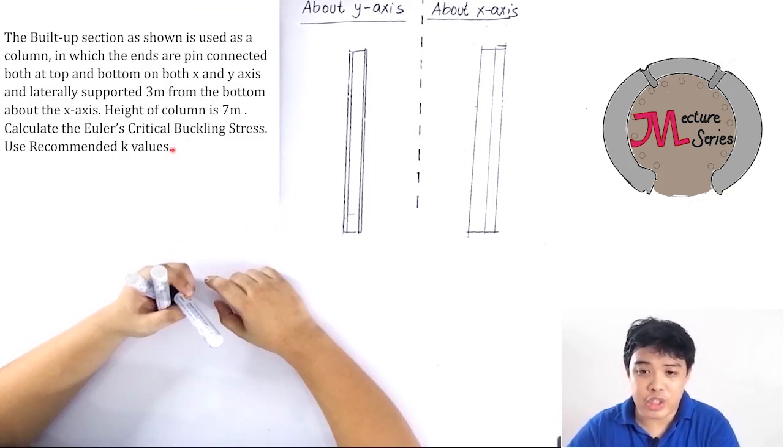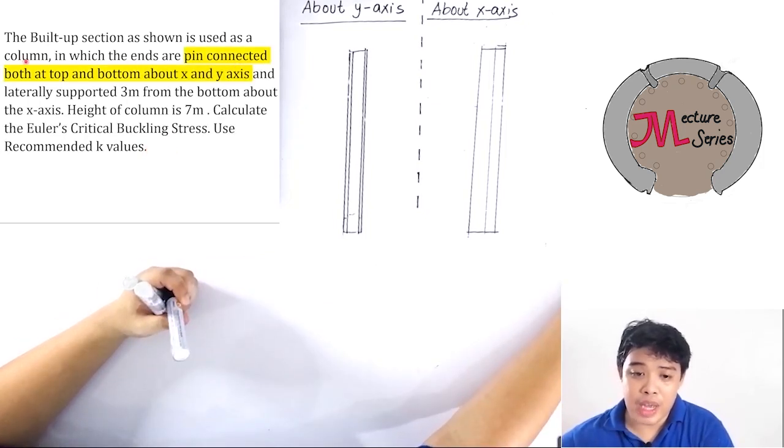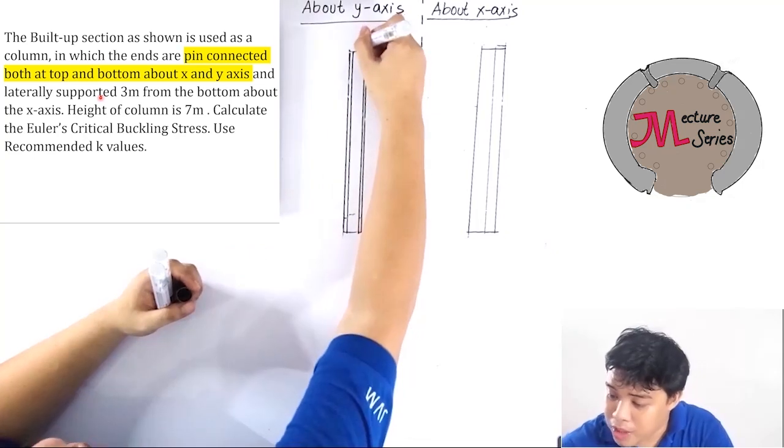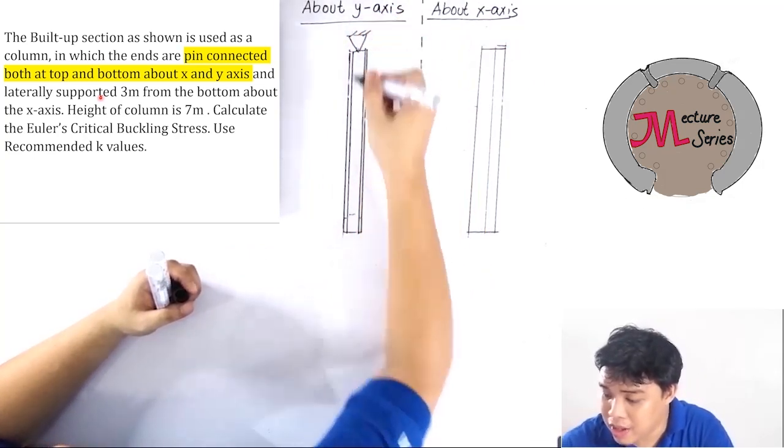The built-up section as shown is used as a column in which the ends are pin connected, both at the top and bottom, on both x and y axis, and laterally supported 3 meters from the bottom about the x-axis. Height of column 7 meters. Calculate the Euler's critical buckling stress. Use recommended K values. This is pin connected both at the top and bottom about x and y axis. It means about the y axis and about the x axis, both of them are pin connected like this.